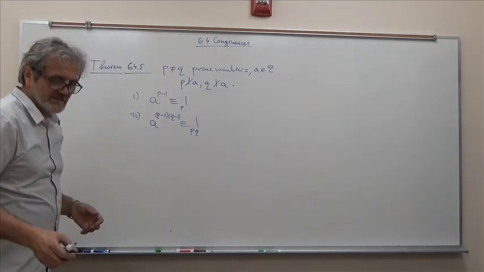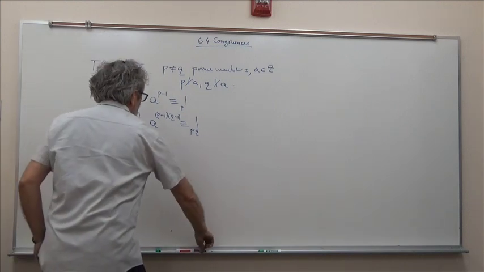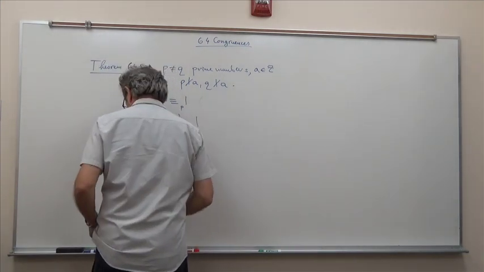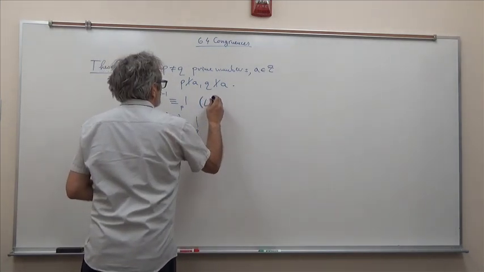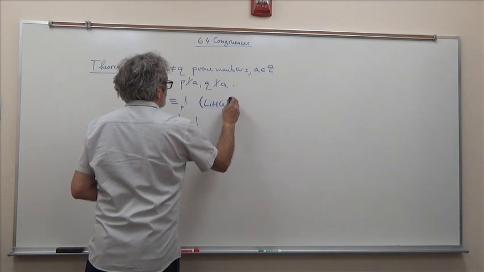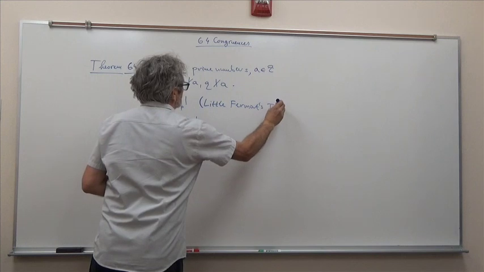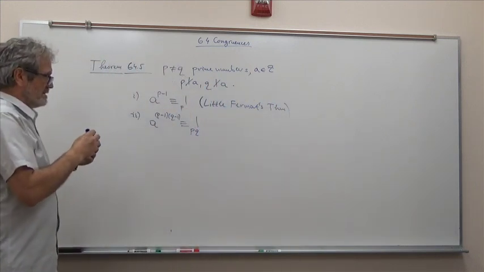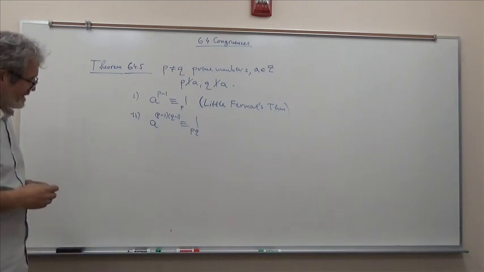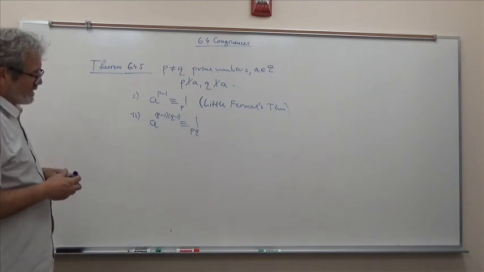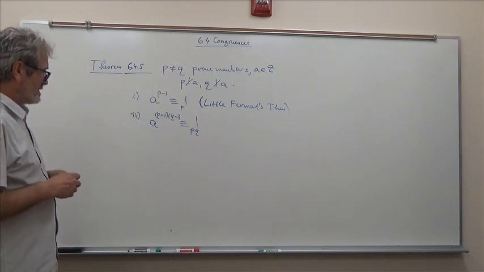The top one is the famous Fermat's theorem, little Fermat's theorem. This is little Fermat's theorem, because there is a big one that was a famous, long-standing open problem. And that's why people call this one the little one, although this one is an important theorem with lots of applications.